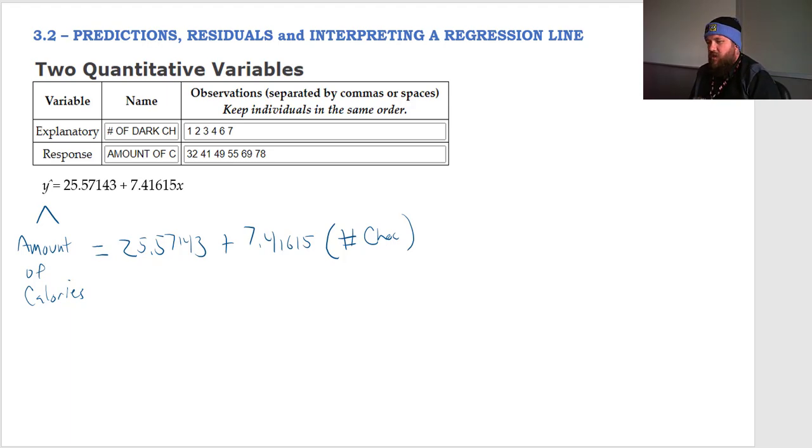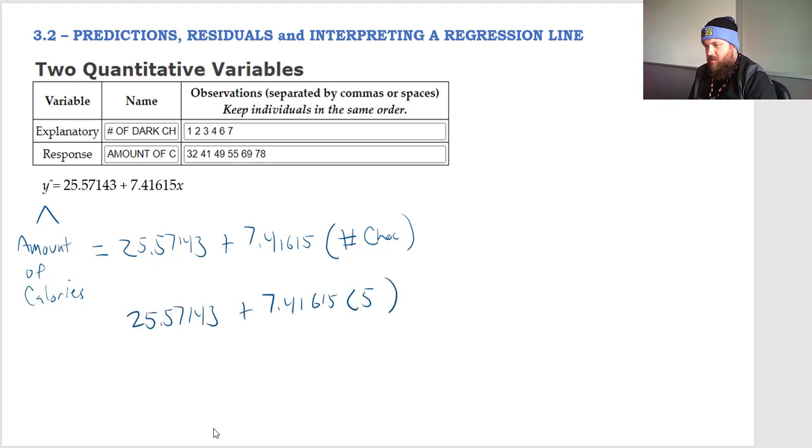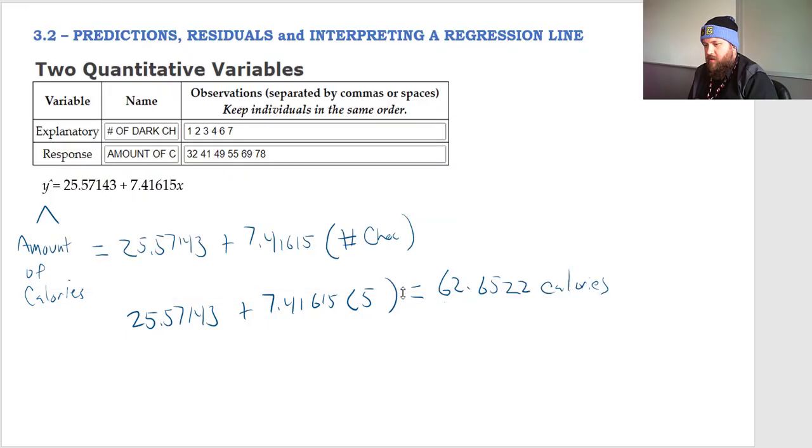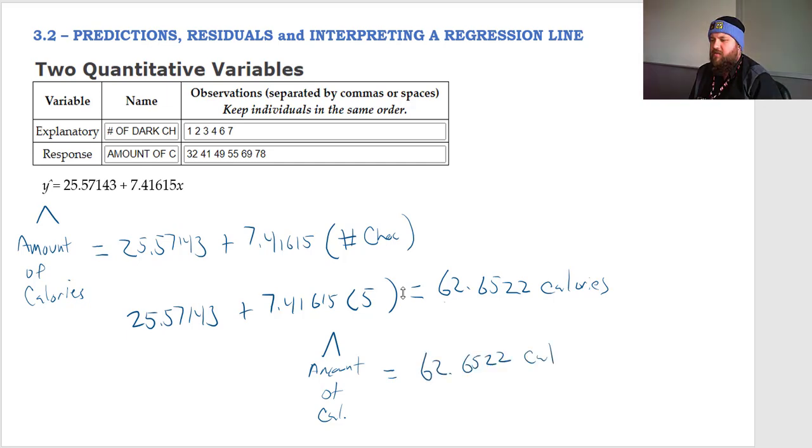We can use this equation to predict the amount of calories we would get if we ate 5 chocolates. So let's do that. We put a number 5 there for the number of chocolates and see what it gives us for the predicted amount of calories. It gives us 62.6522. That means the predicted amount of calories for 5 pieces of dark chocolate is 62.6522 calories.